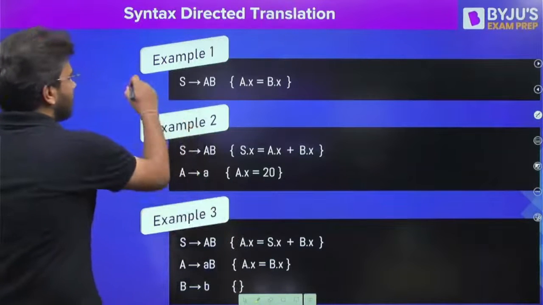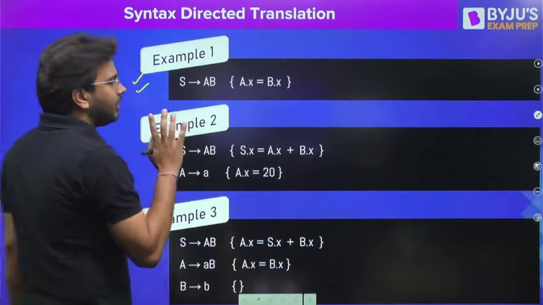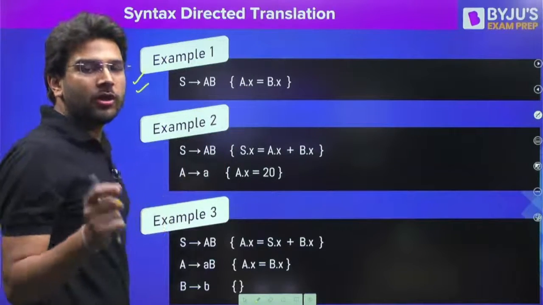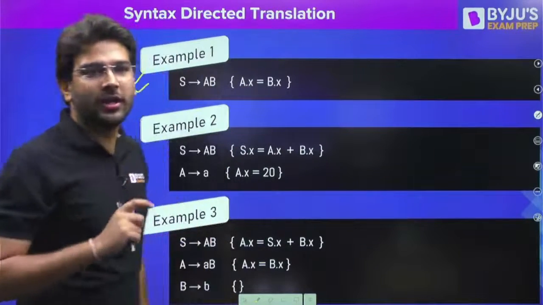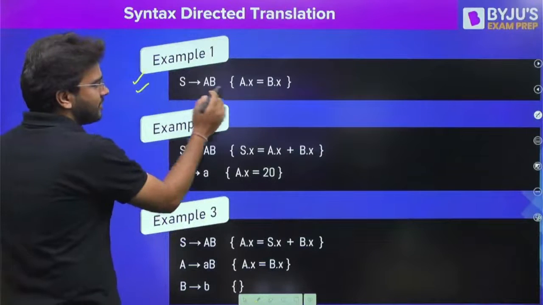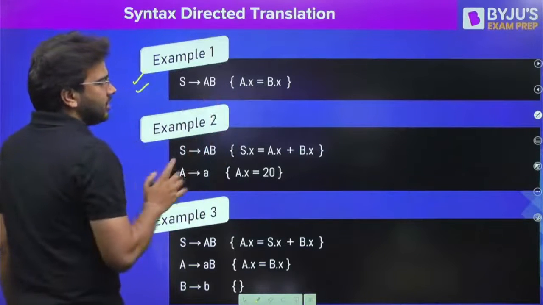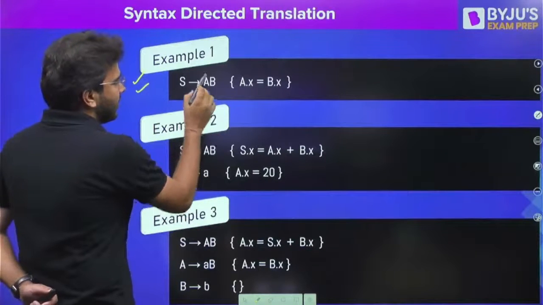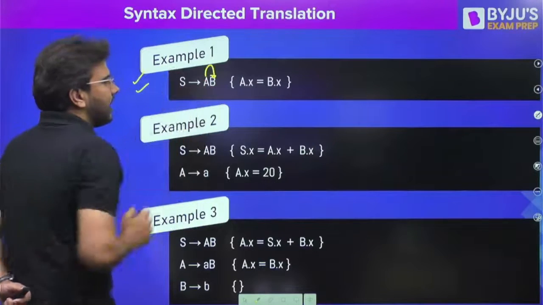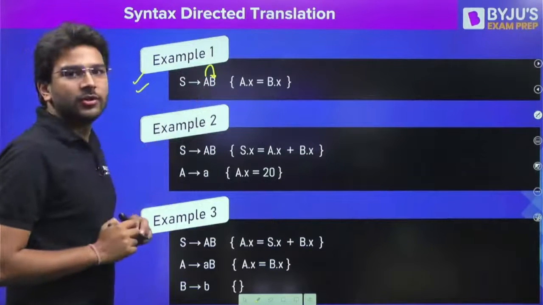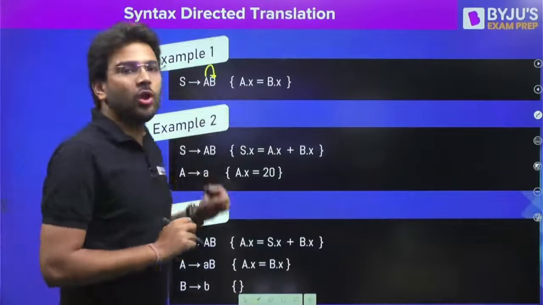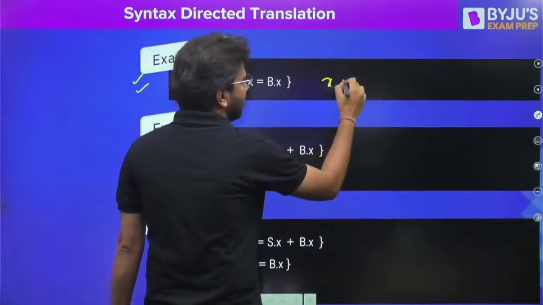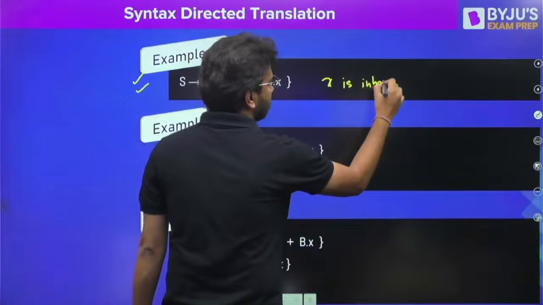Now let's talk about this first example. Here you have to tell me whether this X attribute is a synthesized attribute or an inherited attribute. So S derives AB, A dot X is equal to B dot X. Now carefully see this. I will be solving one or two examples, then you can solve it. A is taking the value from B and B is sibling of A. So can we say that X is your inherited attribute? Yes or no?